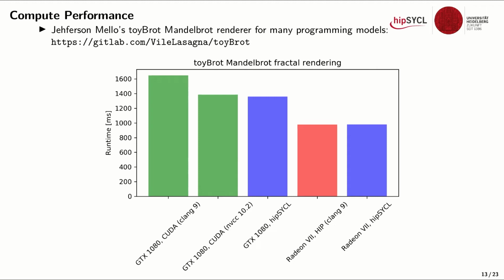And on the GTX 1080, hipSYCL is on the level of performance of NVCC, which is interesting in this case because hipSYCL also uses Clang 9 in this configuration. And so probably there's just something in the SYCL formulation of this benchmark that Clang 9 prefers over the CUDA formulation. But in any case, we are on similar levels of performance.